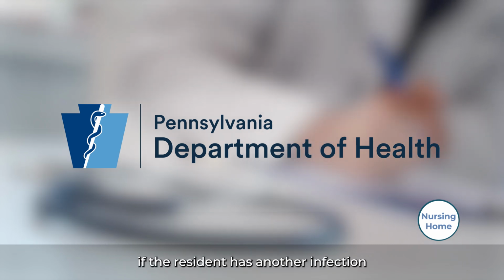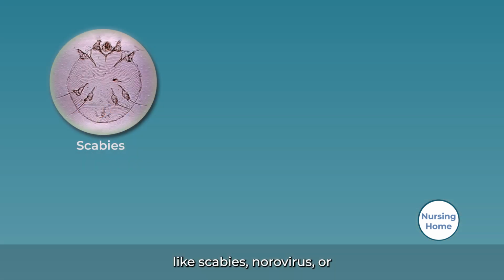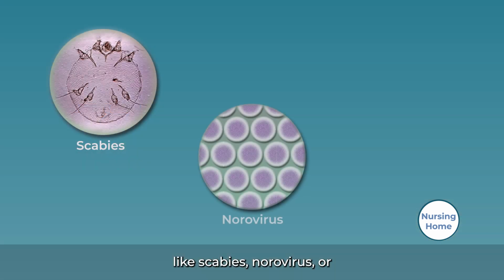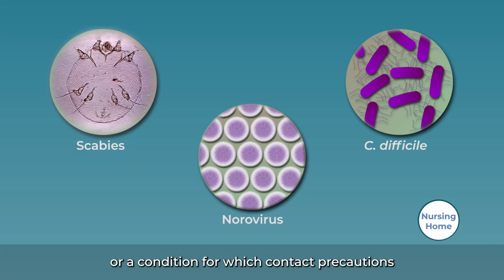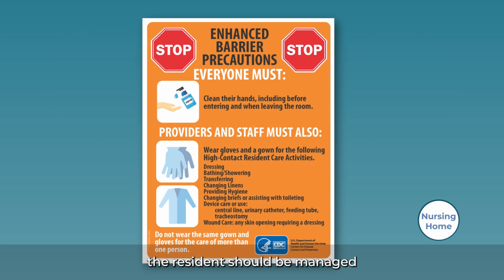Or if the resident has another infection or condition, like scabies, norovirus, or C. difficile, or a condition for which contact precautions are recommended by CDC guidelines. If these criteria are not met, the resident should be managed using enhanced barrier precautions.